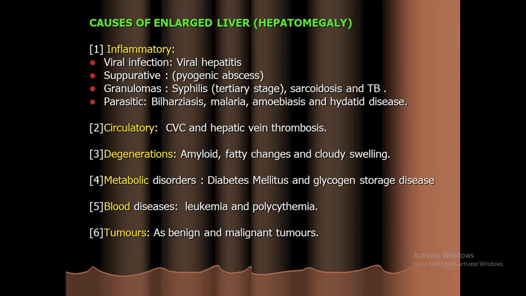Degenerative, like amyloid. Do you remember amyloidosis and fatty change of the liver? This causes hepatomegaly. Metabolic disease like diabetes and many storage diseases. Blood diseases like leukemia and polycythemia, and of course tumors. So it's a very important question to know what causes hepatomegaly.